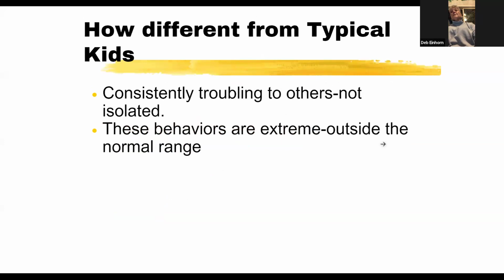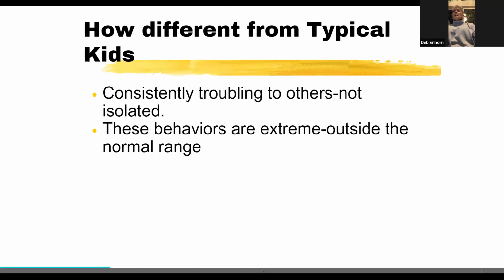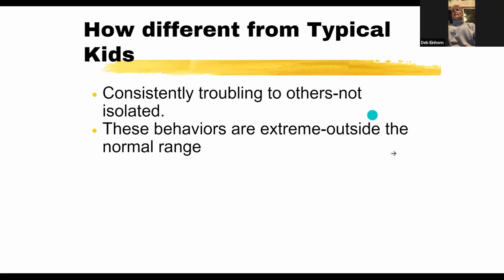So, how they're different from typical kids: they are consistently troubling to others, not just isolated incidents. All kids are going to have trouble with conflicts with other people at some time or another. But for kids that have conduct disorder, it's just an ongoing, very, very frequent occurrence. And the behaviors are more extreme, outside the normal range, and they could be in response to things that typical kids just take in stride.